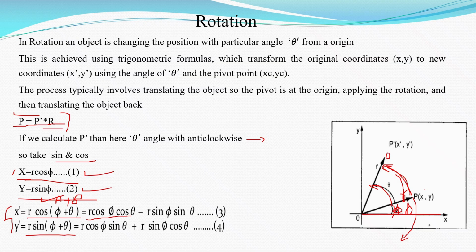For y dash, it is sin of phi plus theta, meaning a plus b. So what is the expanded form of sin a plus b? It is r cos phi sin theta plus r sin phi cos theta. In the first equations, x is r cos phi and y is r sin phi, and we want to replace xy in the manner of cos a plus b and sin a plus b. R here is the radius. Okay. So this is the figure we have to take.